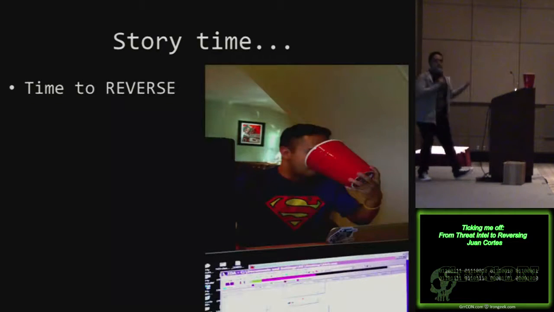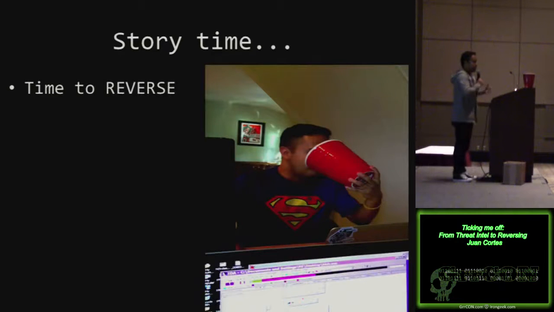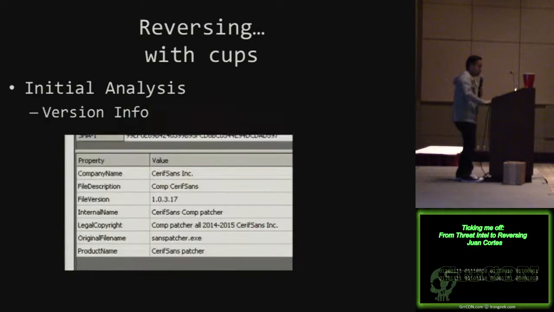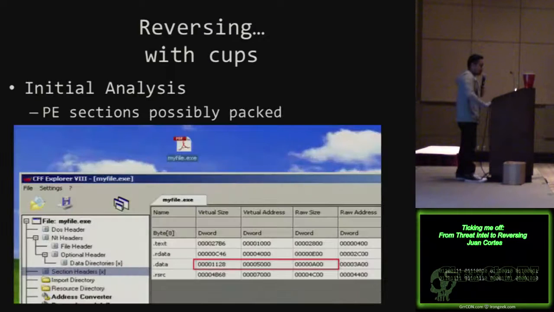So time to reverse, right? This is where I get to have fun. This is where I get to fill my cup with reversing joy. So initial analysis, really quick. Throw it in a VM, change the name to .exe, and it's a PDF icon, right? Real fishy. Version info with CFF Explorer, a PE parser, if you're familiar with it. If not, I can definitely talk to you more about it later. But we get some version info there that's iffy and fishy right off the bat.